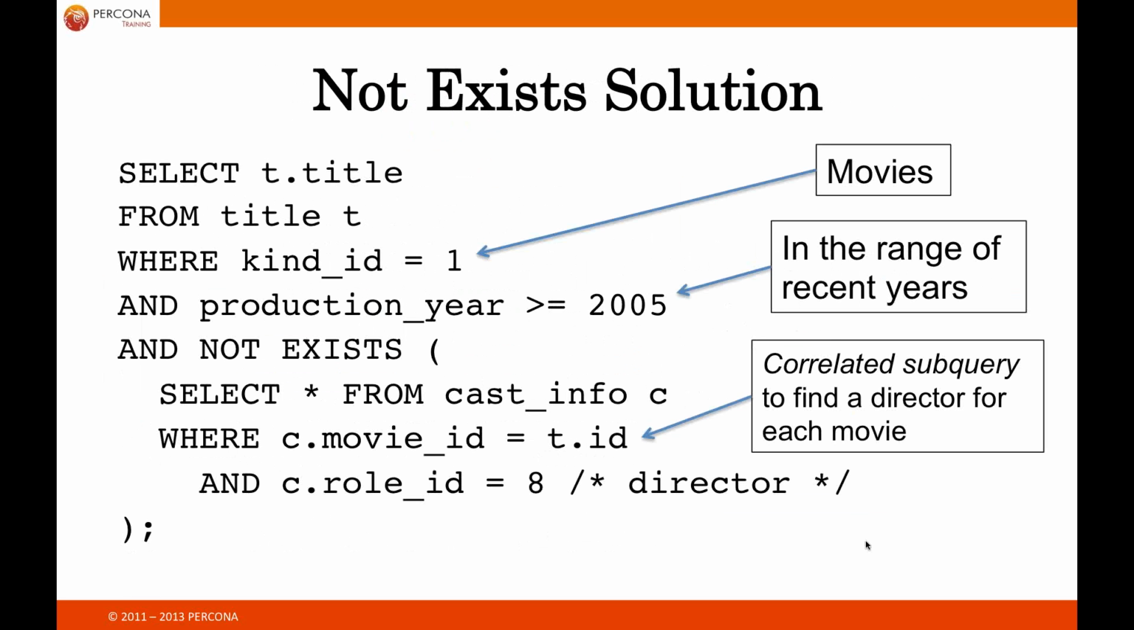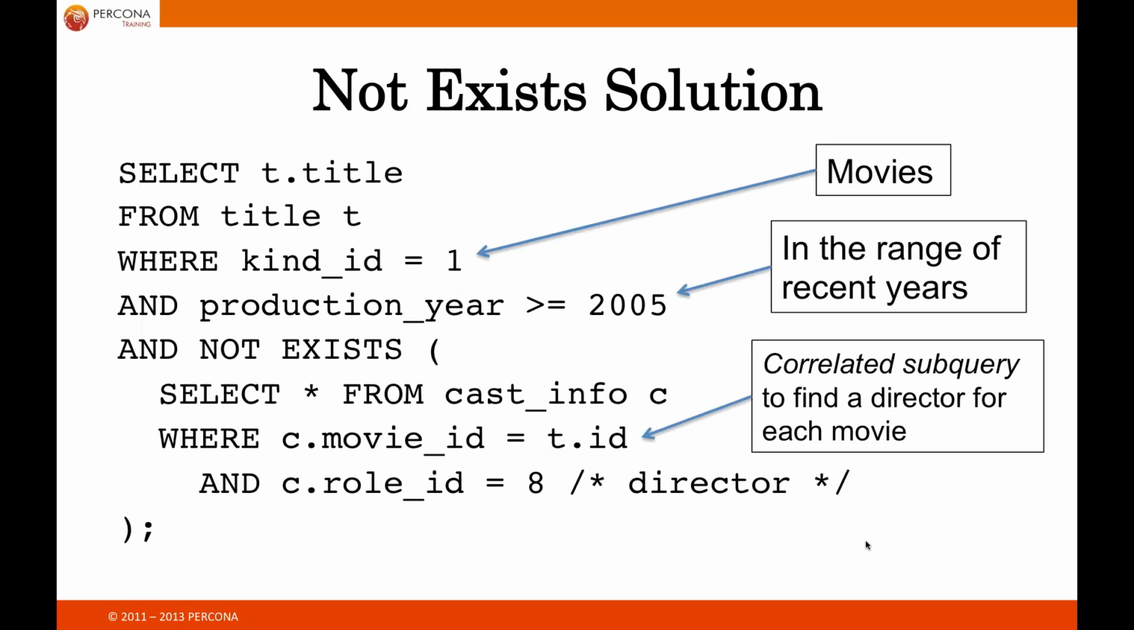Here's one solution that involves a NOT EXISTS predicate. In this example, we see that we're querying from the title table to find the movies, restricting it to kind ID equals 1. That's a value from our lookup table that corresponds to movies. And for recent years, we just are limiting it to the range of movies with the production year greater than or equal to 2005. So that's within the last few years. That's sufficient for that requirement.